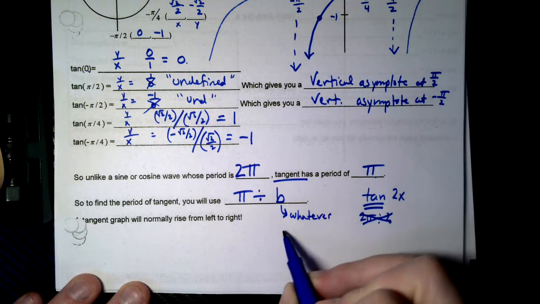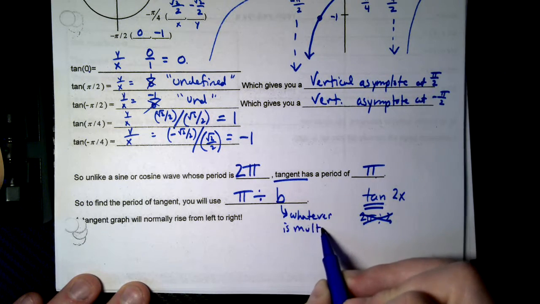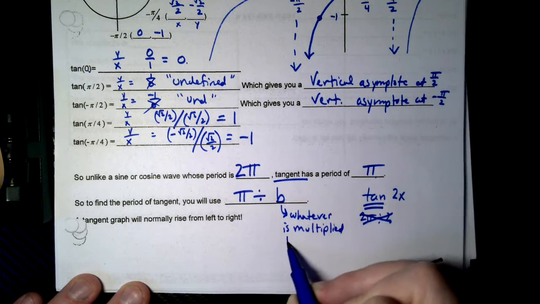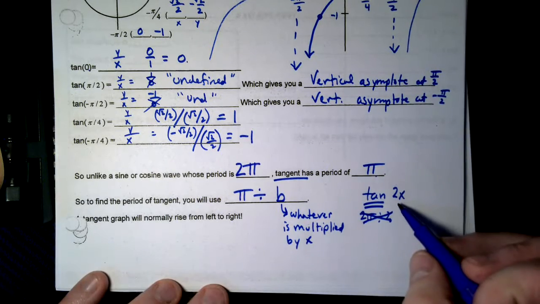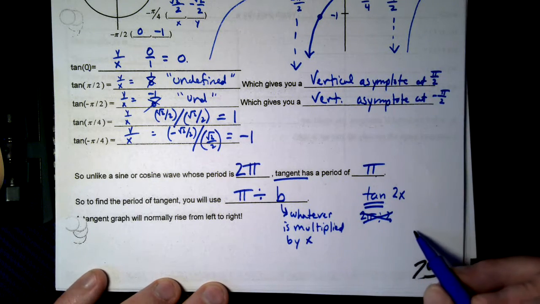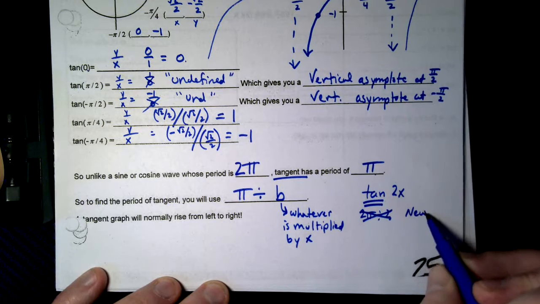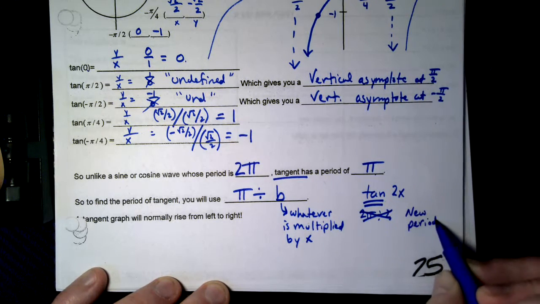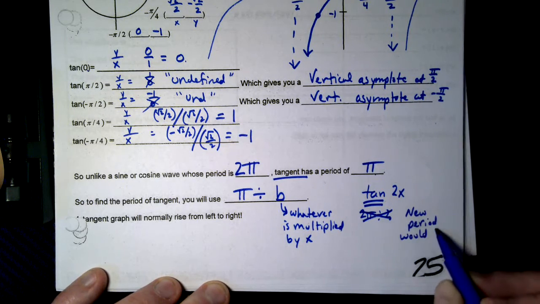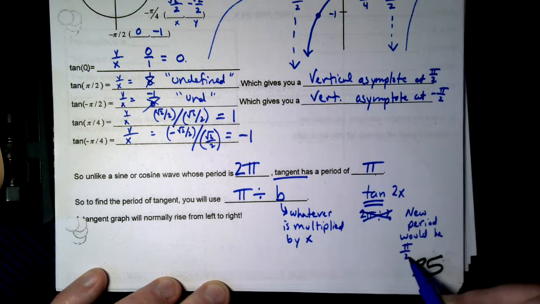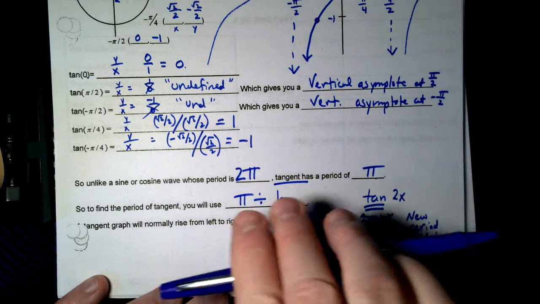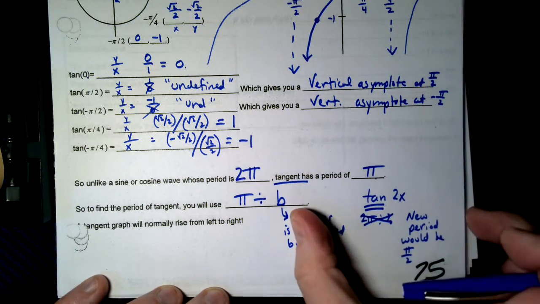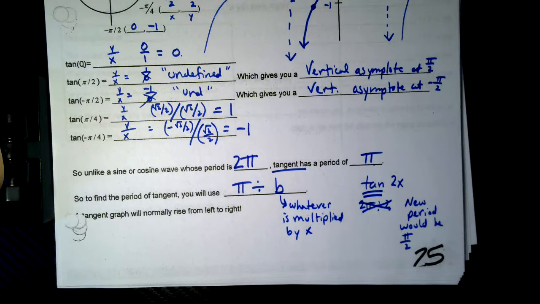Whatever is multiplied by x, that'll change what the period length would be. So if it did say 2 in front, and it's normally pi, then the new period would be pi over 2. It would only be half a pi. So it would go 1/4 pi to the left and 1/4 pi to the right, altogether pi over 2 in length.